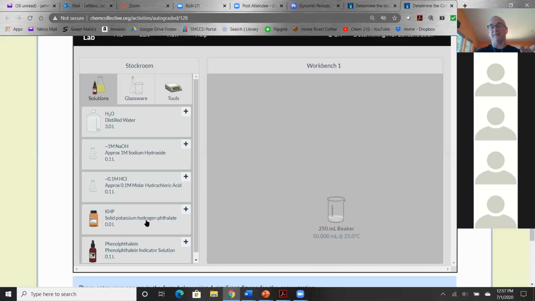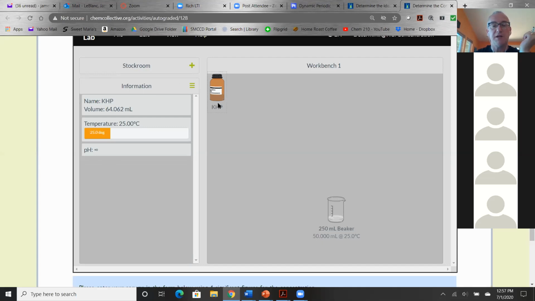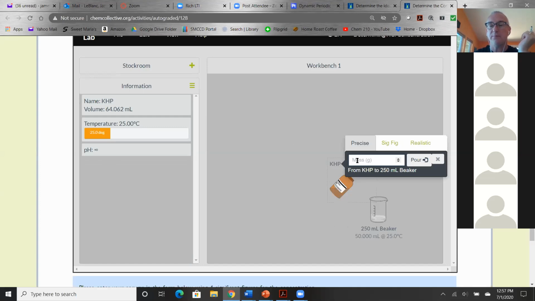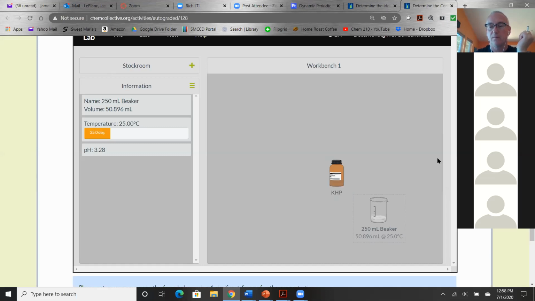And then when we add the hydroxide ion, it pulls all the hydrogen off of it, and you're just left with potassium phthalate. Okay? So KHP. So I'm going to drag the KHP over, and I'm going to add, and now I want to be precise. Okay? So now I'm going to put 1.00 grams and pour it in there.